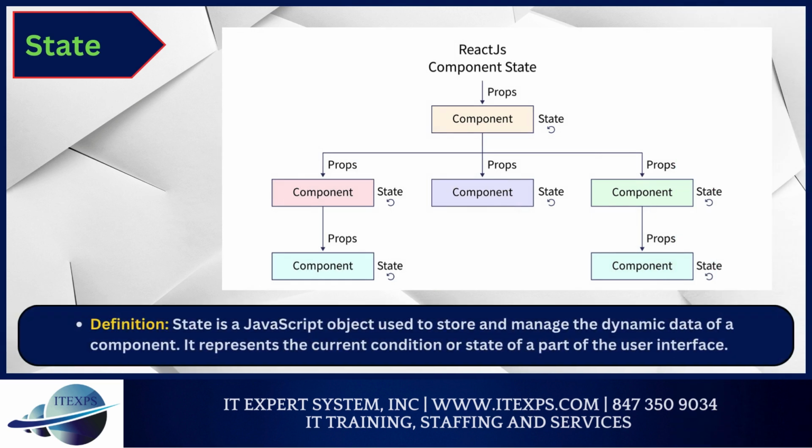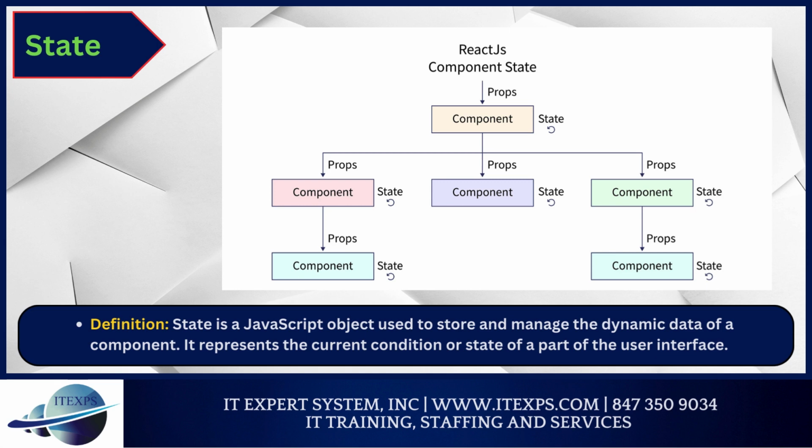React components. Definition. Components are the building blocks of a React application. They are reusable and self-contained pieces of code that represent a part of the user interface. Types. There are two main types of components in React: functional components and class components. With the introduction of React hooks, functional components can now manage state and have lifecycle methods, making them more powerful.